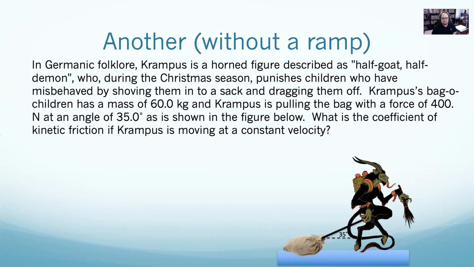So let's say Krampus has a bag of children, and his bag of children has a mass of 60 kilograms. And Krampus pulls the bag of children with a force of 400 newtons at an angle of 35 degrees. What is the coefficient of kinetic friction if Krampus is moving at a constant velocity?